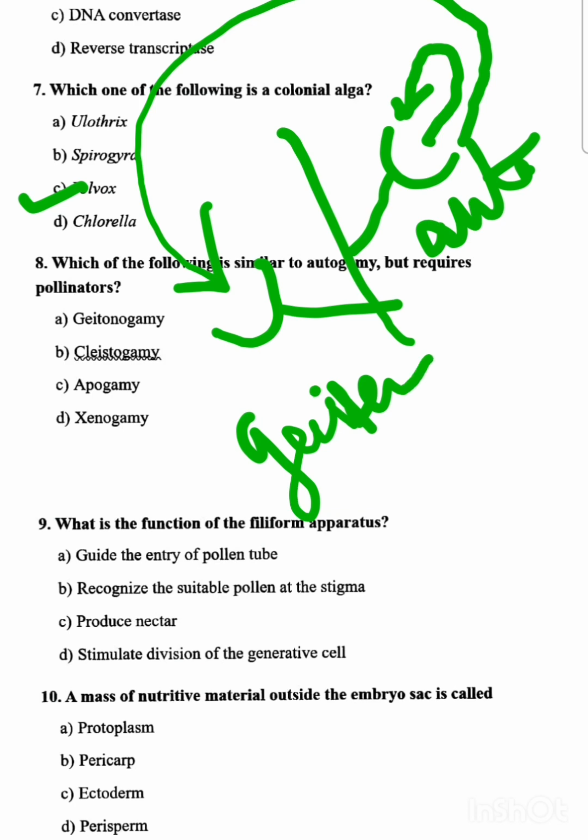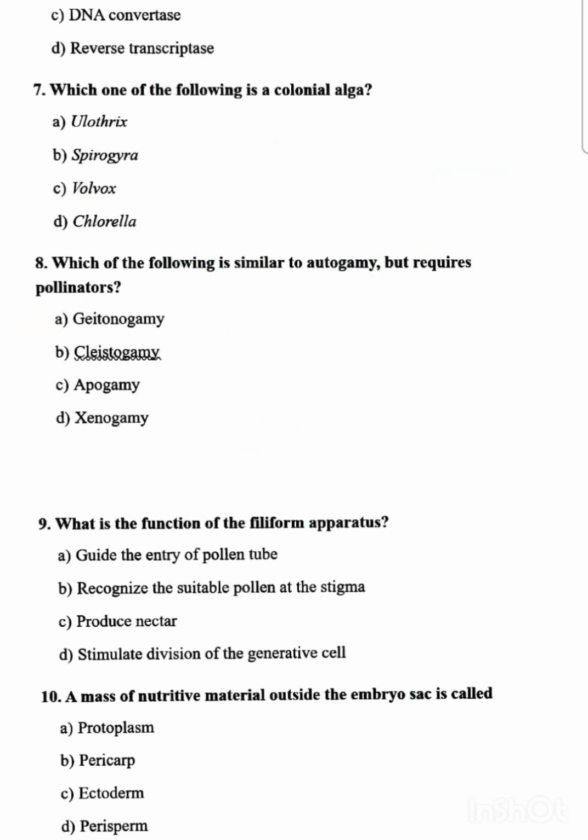Though it is self pollination because it occurs in the same plant, it requires pollinators. So it is geitonogamy. The answer is geitonogamy. Then question number 9. What is the function of filiform apparatus? When the male gamete enters the ovule or embryo sac, the filiform apparatus guides the entry of the pollen tube.